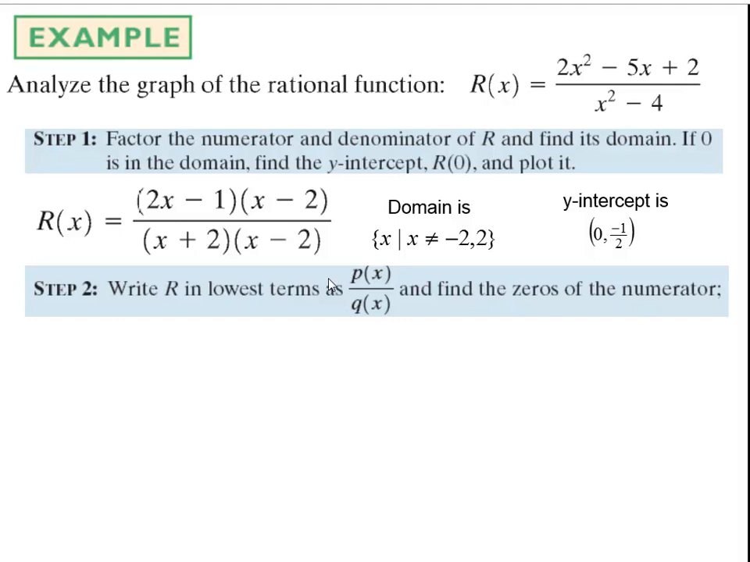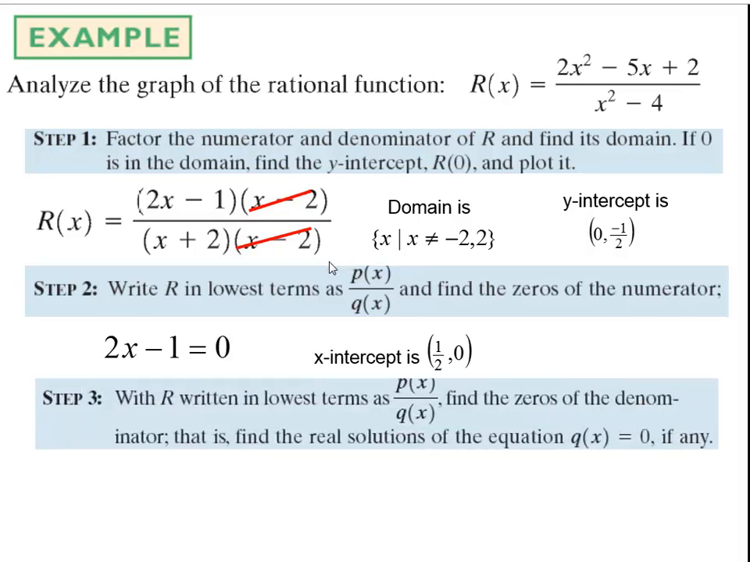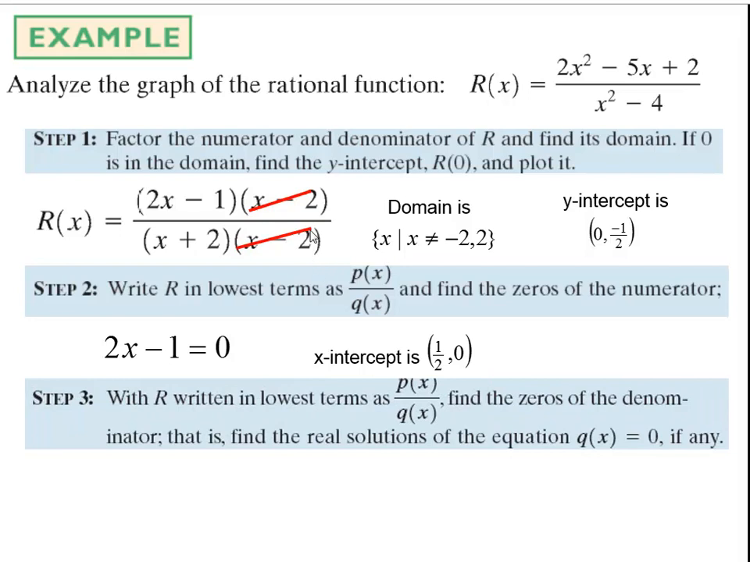Now, one thing we want to be a little careful of at this point, we want to make sure that we don't say x equals 2 is an x-intercept, because notice it's going to cancel with the denominator. So we're going to wipe those out, and we're going to say 2x minus 1 equal to 0 gives us the x-intercept of 1/2. And then also when we do step 3, finding the vertical asymptotes, remember we're not going to say x equals 2 is a vertical asymptote, because it canceled out. So the only vertical asymptote is going to come from the x plus 2 factor, and there's our vertical asymptote.